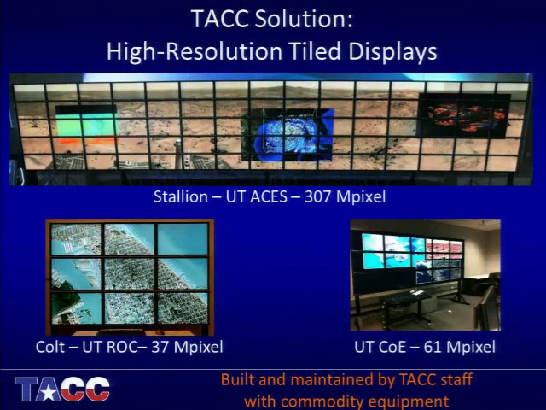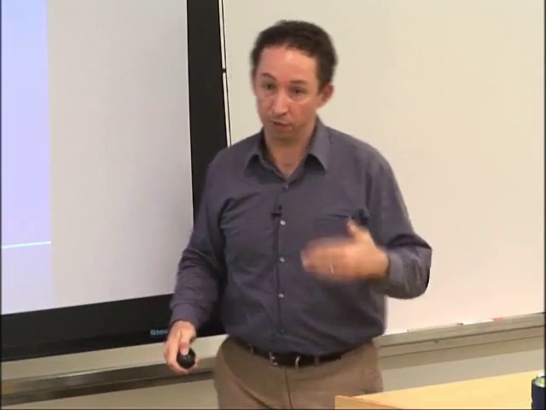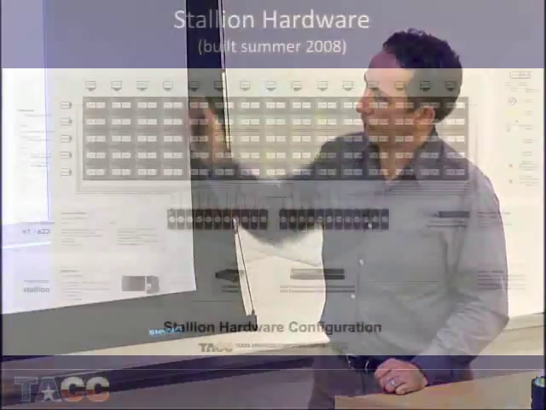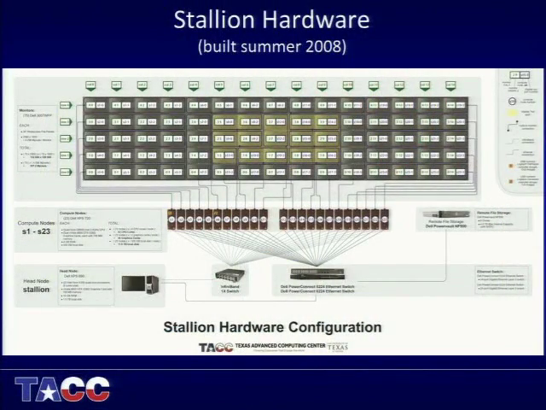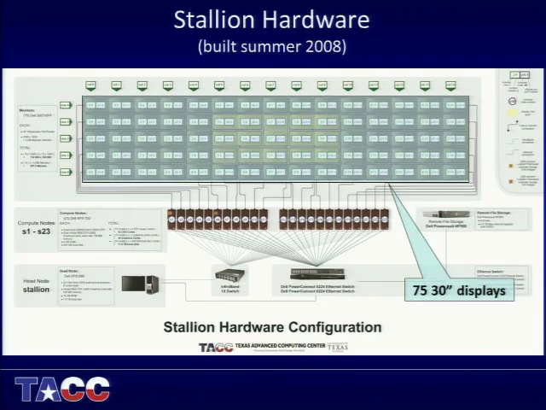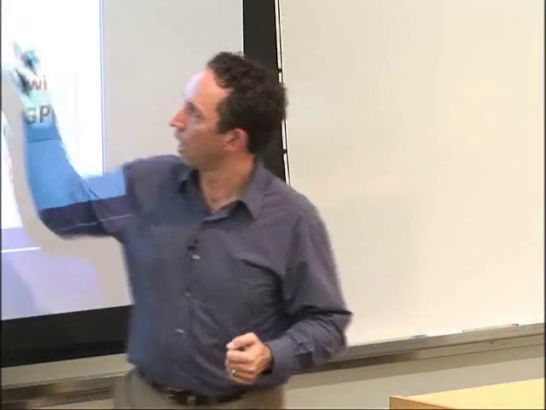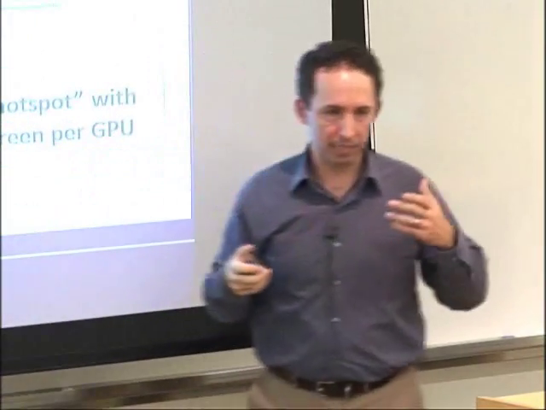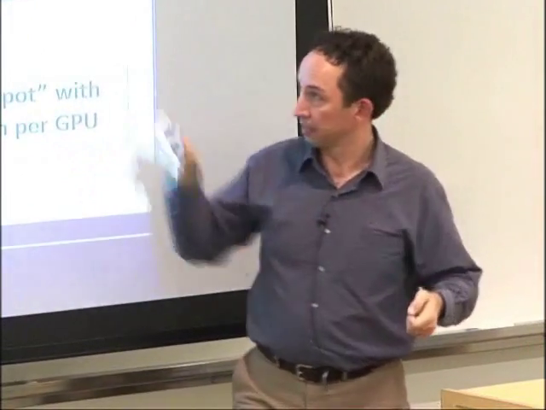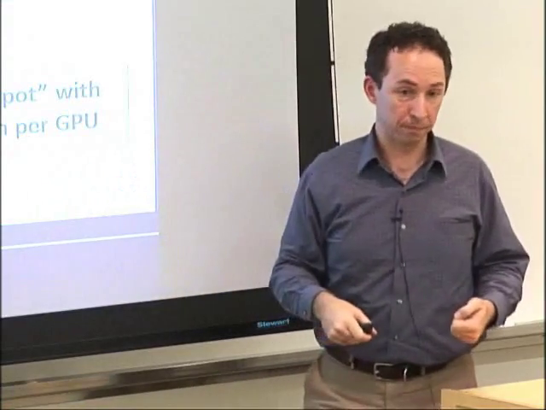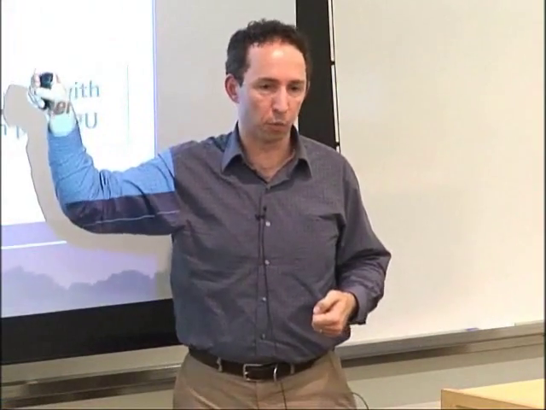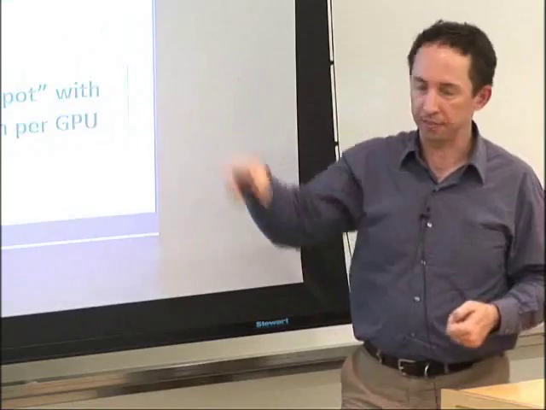And again, built and maintained all by tech staff and using commodity equipment, so also at a fraction of the cost. This is a schematic of Stallion. You don't have to read it. The takeaway is it's 75 displays, 30-inch. There's a 3x5 hotspot just by a feature of how the hardware worked out. Outside that hotspot, each GPU drives 2 displays. Inside the hotspot, each GPU drives 1. And so there's a notable rendering performance boost in that hotspot.